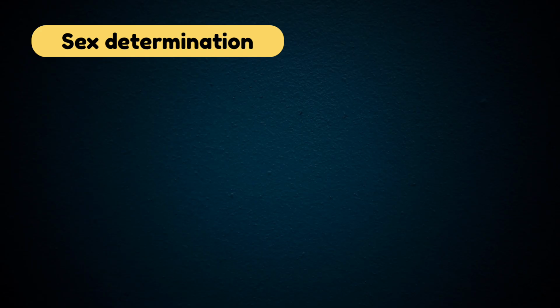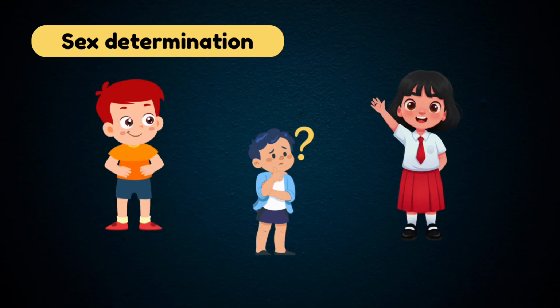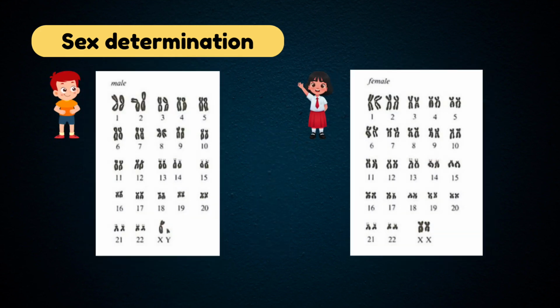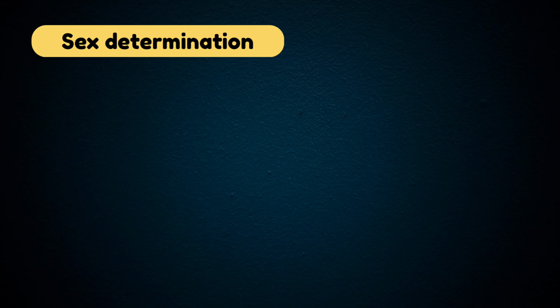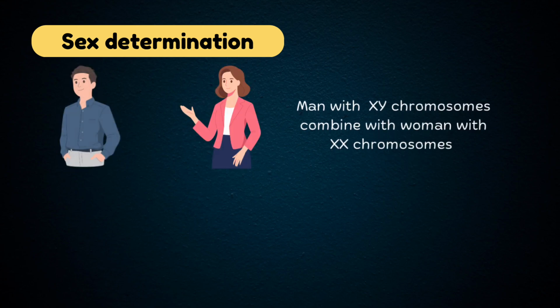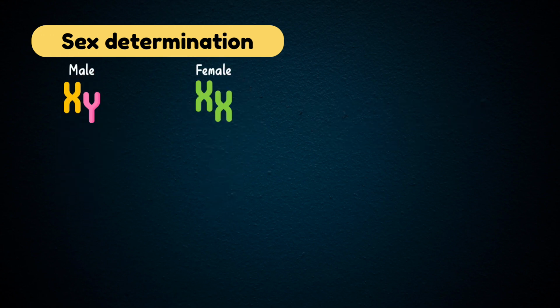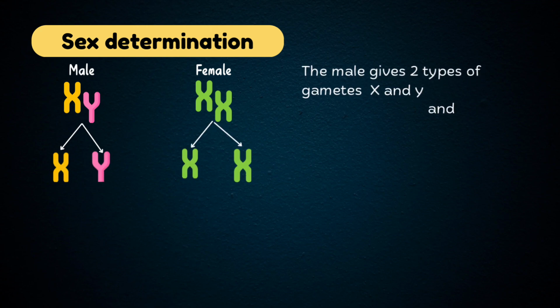Sex determination. How is the sex of the offspring or the gender of the offspring determined in the case of human beings? The male and the female gender have almost all chromosomes similar to that of each other, except for the last chromosome, where in boys or males it is XY and in females it is XX. So when the two parents, which is a man and a woman, come together, the XY from the man and the XX from the woman give rise to separate kinds of gametes, where the man has X and Y gametes and the woman has X and X gametes.